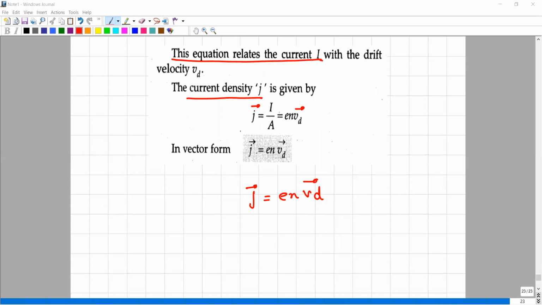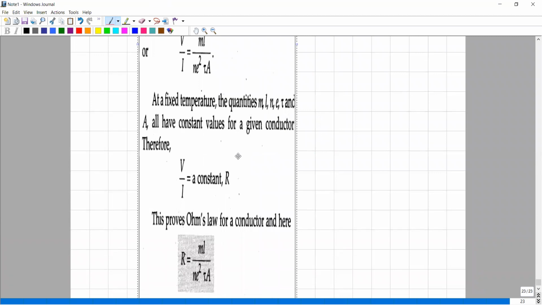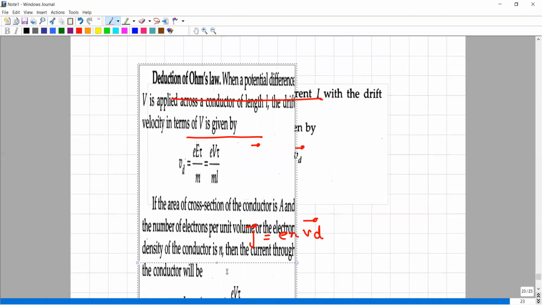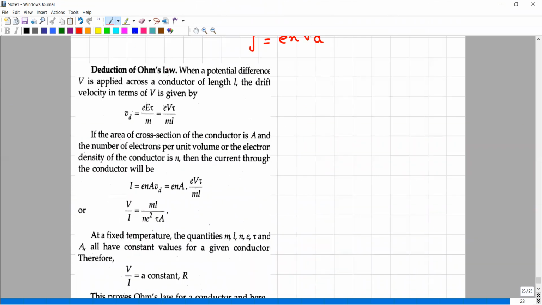Now from this we can deduce Ohm's law. You already know what Ohm's law is. So we can deduce Ohm's law. And how? So you see, you have got the value of drift velocity as well. You have derived the value of drift velocity. So if I is equal to NeAVd, so drift velocity, you have found out to be the charge into the electric field divided by mass into the relaxation time tau. Previously, I've found this out.